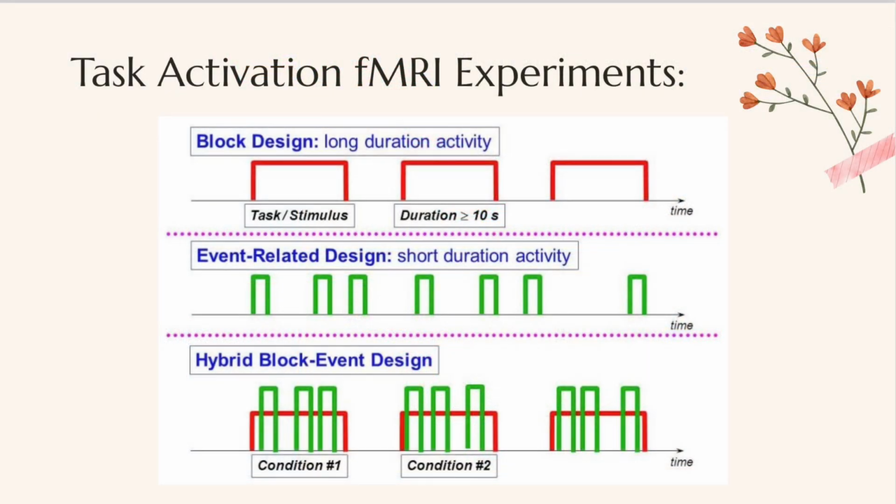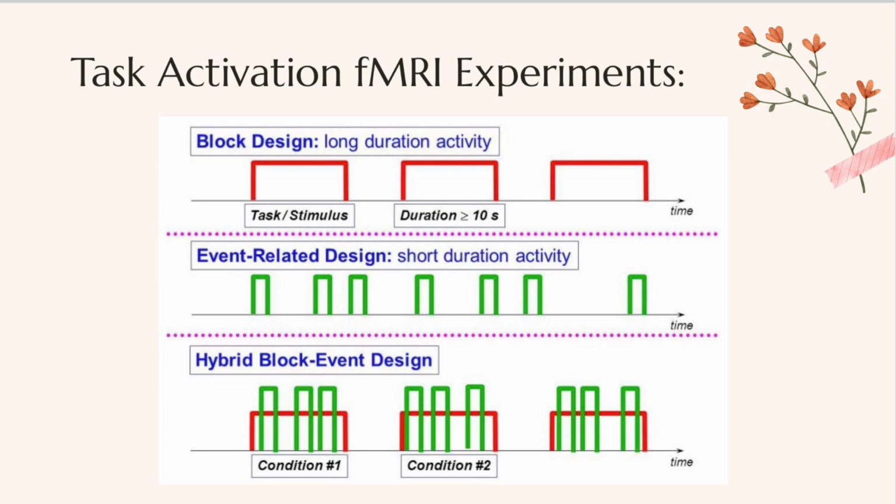Here you can see 3 commonly used designs for functional fMRI studies: block design, event-related design, and hybrid block event design. In a block design, tasks or stimuli are grouped into blocks, each lasting at least 10 seconds. The task is repeated continuously during the block, and rest periods or different tasks are interspersed between blocks. This structure allows for strong and reliable signals, making it easier to detect brain activity. However, block designs lack flexibility and are less effective for studying brief, unpredictable events.